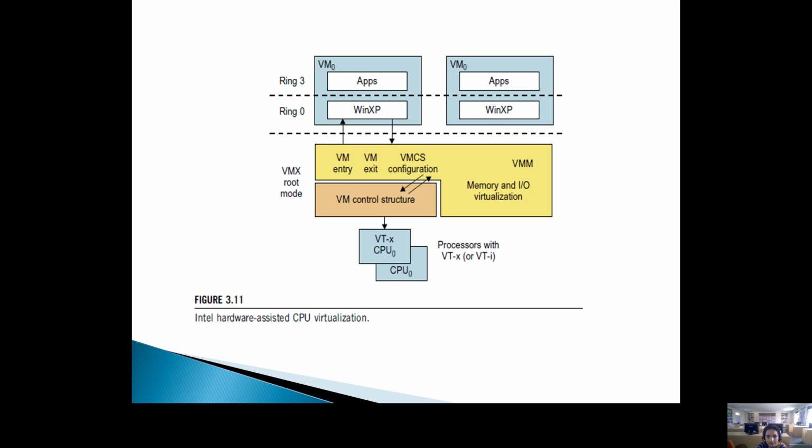So in this we have the virtual machines. VM means virtual machines. These are the applications, and this is Windows XP. Here we are using the host operating system; it is still running with the host operating system. In this we have the VM entry and the exit, and these are the control structures. Then there is the VMX root mode, and this is the virtual machine memory and input output virtualizations. So these are the parts of this diagram. This is the hardware assisted CPU virtualization.